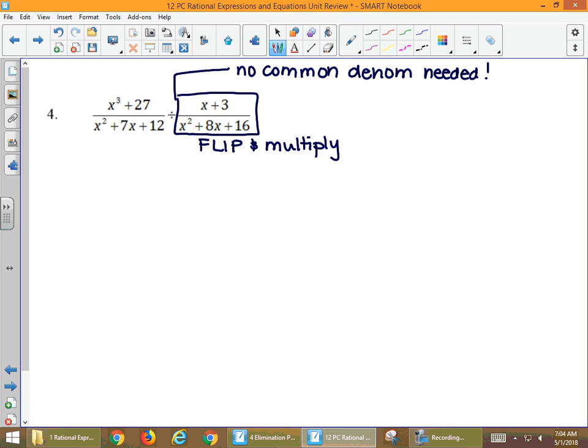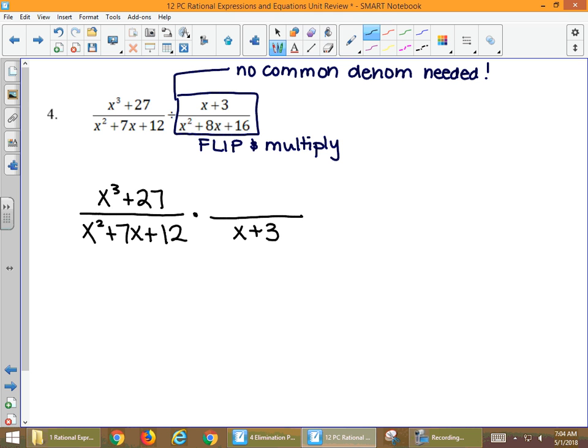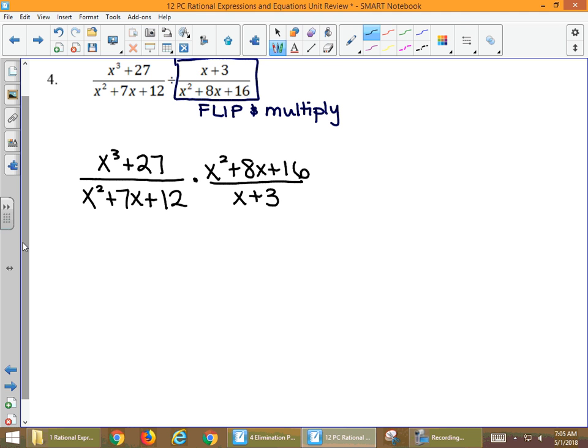So since this is already written out side by side, I would go directly to flip and multiply. So I'm just going to recopy my first term here. We'll deal with factoring in the next step. Turn it into multiplication, and I'm going to flip. So my x plus 3 goes to the denominator, and my x squared plus 8x plus 16 goes to the numerator. And now I have everything in the right spot.